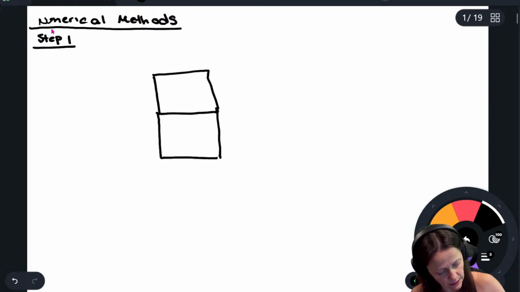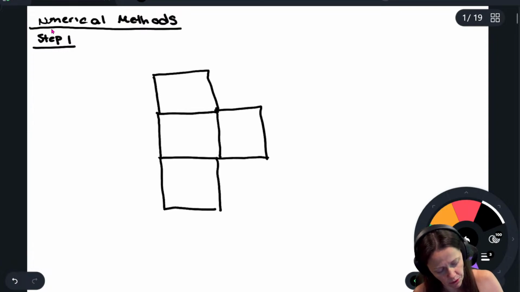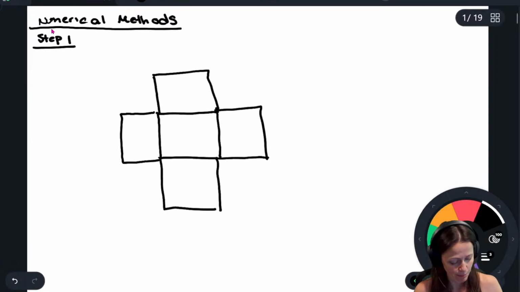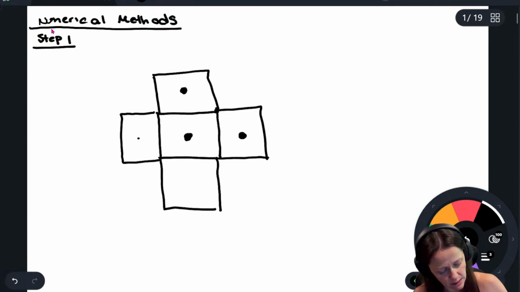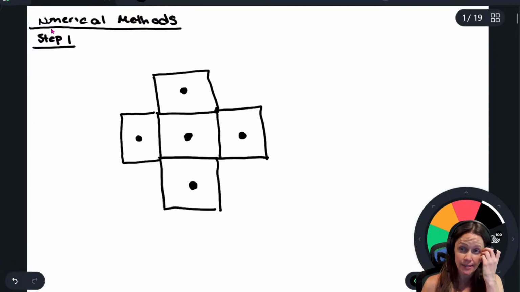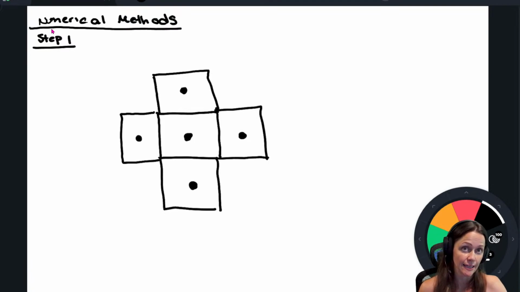I know it's not terribly pretty, but just bear with me, okay? Pretend like it's a very pretty grid. It's not great. That's all right. All right, so I'm going to draw a dot in the middle of them. So each one of those boxes is what we call an element, and each of the dots is what we call a node. And the temperature at that node represents the average temperature of that element.